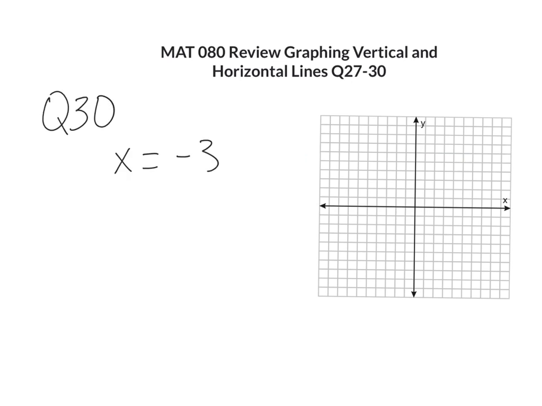x equals -3. Well, x equals -3 right here. We draw a vertical line.